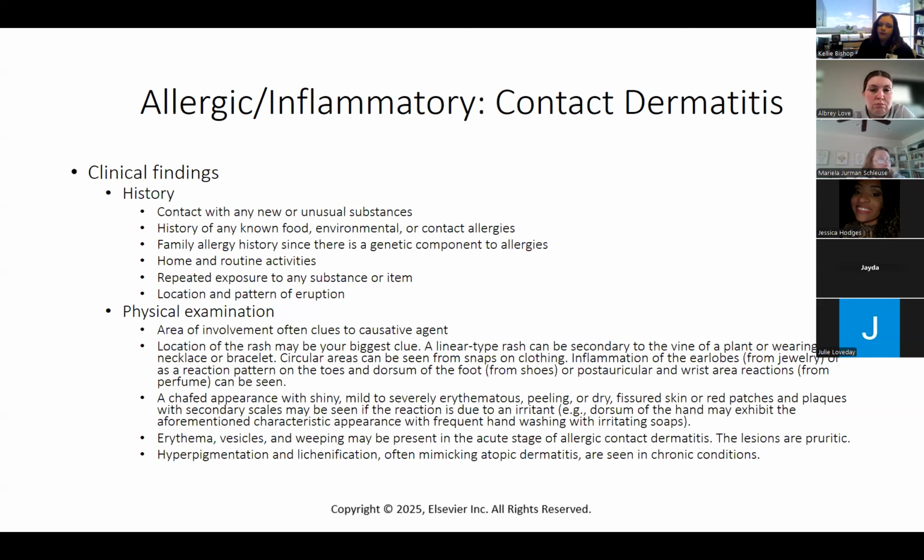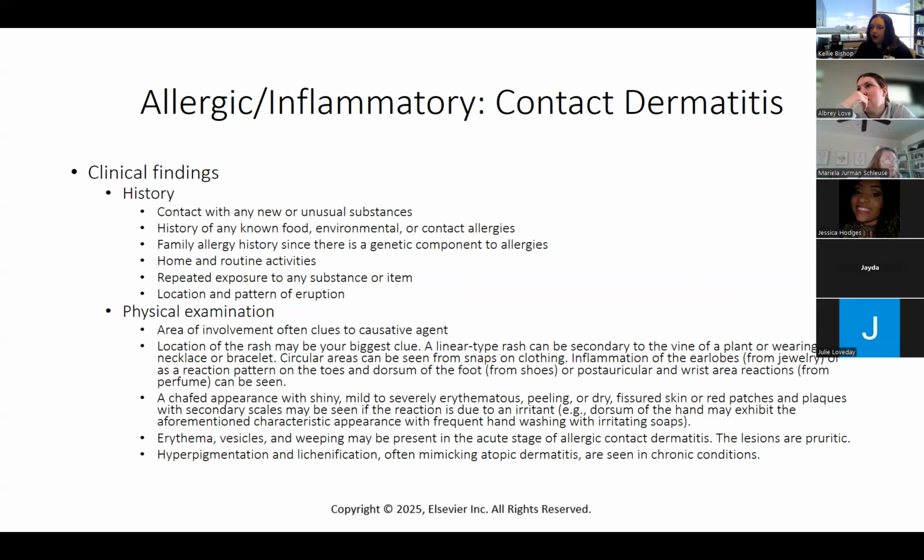Poison ivy is generally going to be on places that are exposed. So if they're wearing shorts, you probably won't see it on the upper thighs, but you might see it on the lower legs if their legs were exposed to it. On physical exam, the area involvement often, again, will tell us what's causing it or at least clue us into something. And so that's usually our biggest clue.